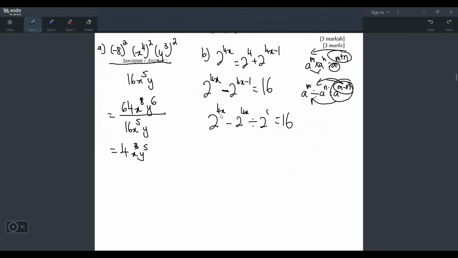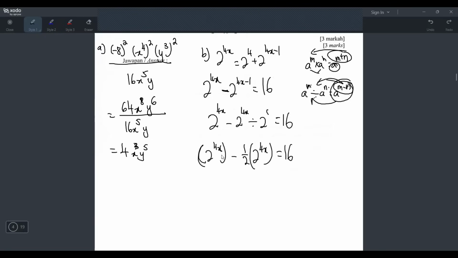Okay. Up to here, the 2 power 4x cannot be done. So what cannot be done, I will just wrap. Wrap means I will just put a bracket like this. And then the 2 power 4x also I cannot do, I will just wrap like this. Okay, divide 2 means 1 over 2. Divide 2 means times 1 over 2, equals to 16.